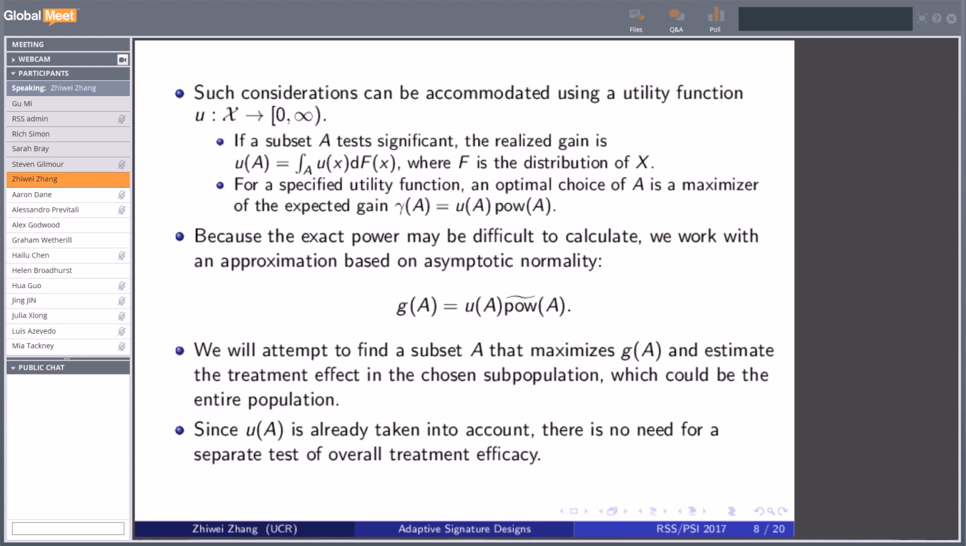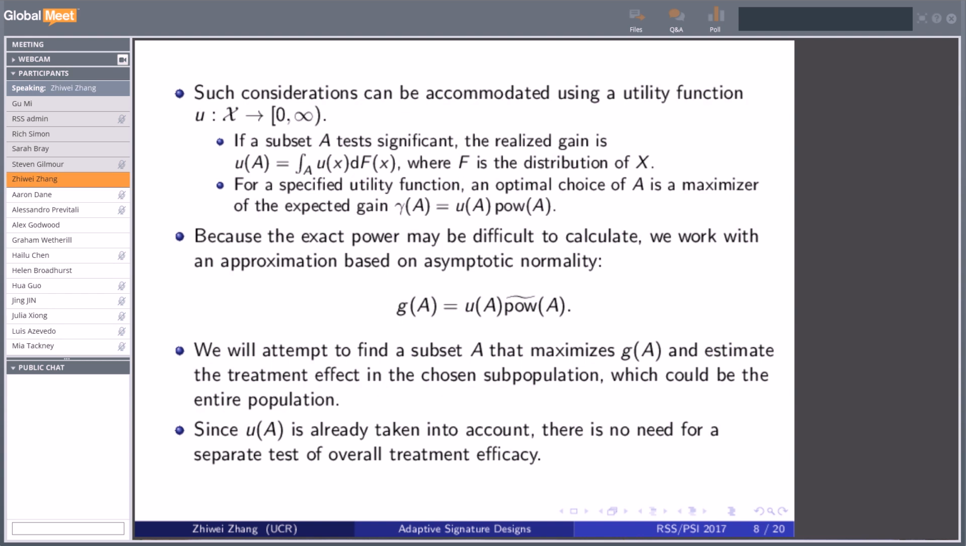So on the next slide, number 8, such considerations can be accommodated using a utility function U. For each value of X, U of X represents the clinical value of demonstrating treatment efficacy for patients with the given value of X. With a slight abuse of notation, we write U of A for the integral of U over A with respect to the distribution of X. This is the realized gain associated with a significant test result for a subset A.